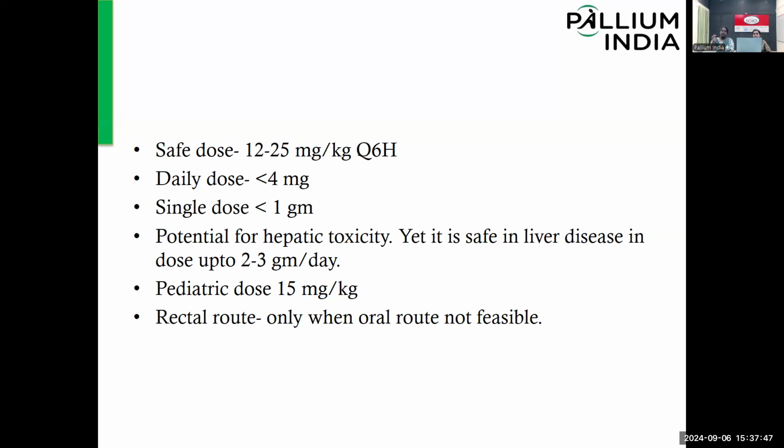If the patient has liver disease, it can still be given. Some say paracetamol is contraindicated in liver disease. It is not like that. It can be given safely up to 2 to 3 gram per day. And the pediatric dose is 50 milligram per kg, and the rectal route is also preferred. Only when the oral route is not feasible, we can give paracetamol suppositories for the pain and also for the antipyretic action.